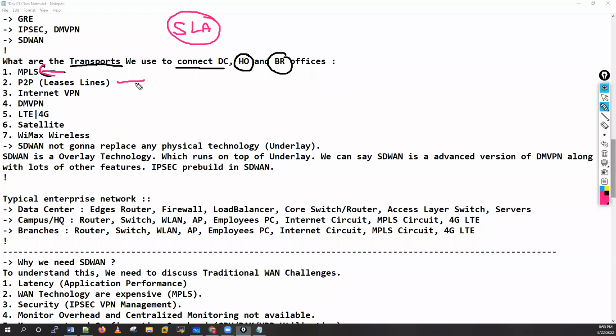Leased line solutions are also there, and people are using the internet as well, creating IPsec tunnels. This is also known as DMVPN. They're also using 4G networks where you don't have MPLS or internet connectivity, like in some villages. In that case they will use 4G and LTE networks. They are using satellite networks as well. You can use wireless WiMAX devices as WAN devices for connecting your branches with the data center, or your data center with the branches, guys.